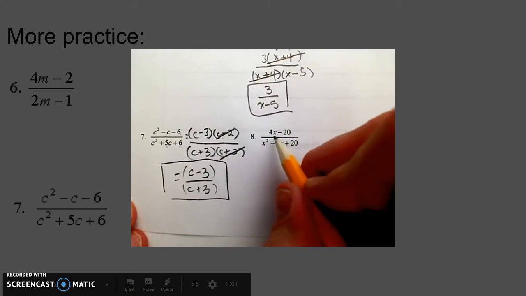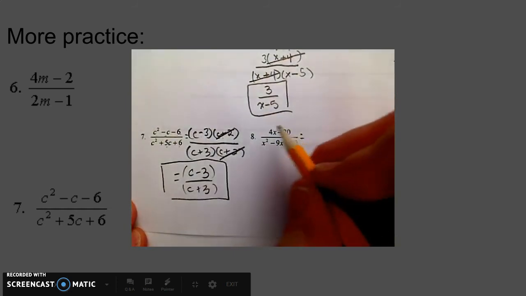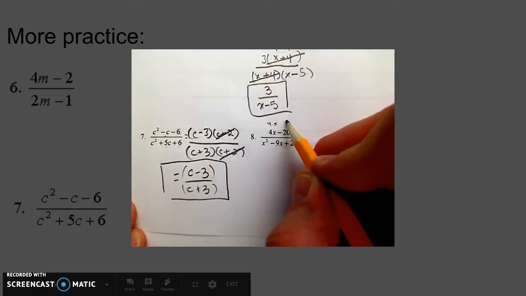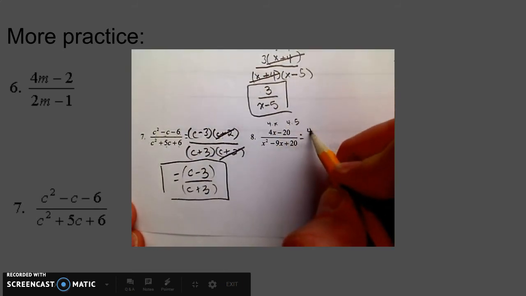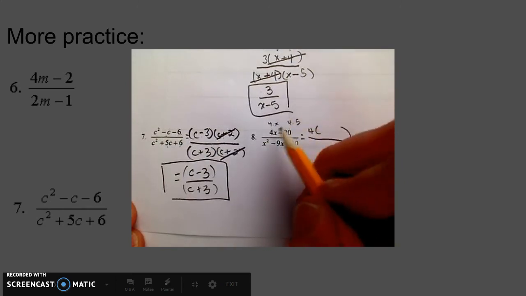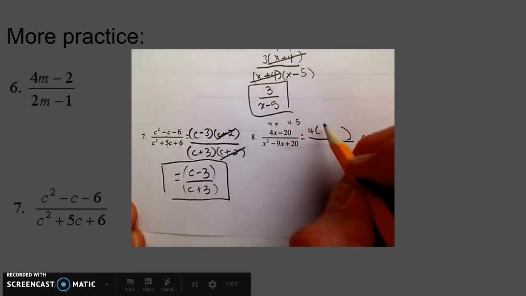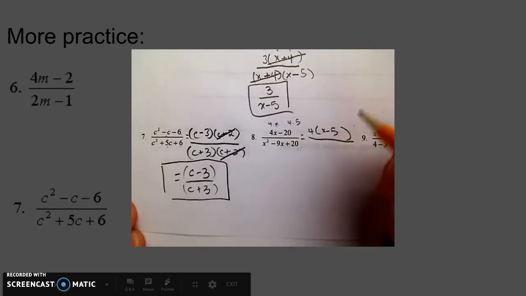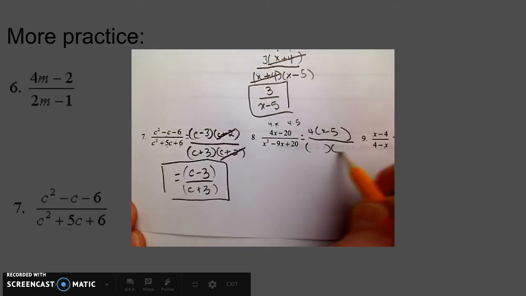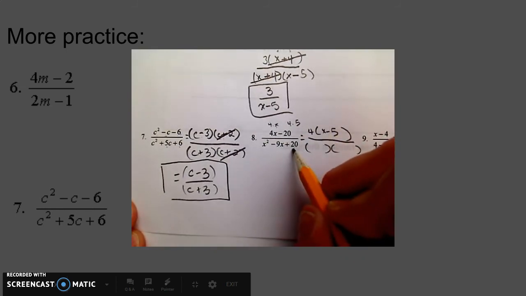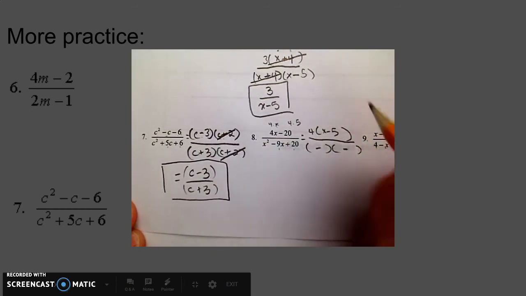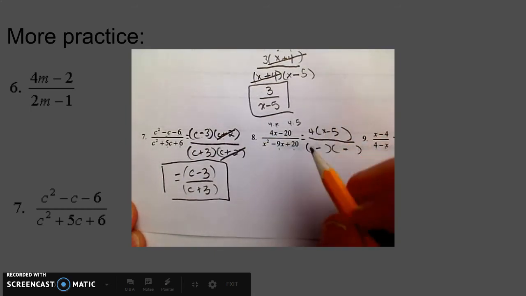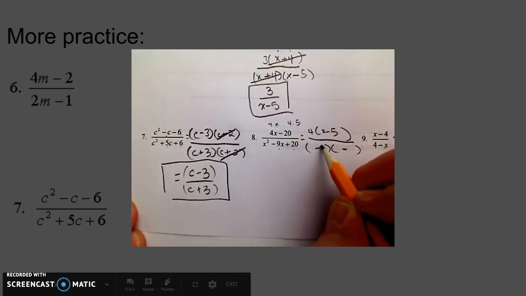One more, similarly, 4x minus 20. That's 4 times x, 4 times 5. I can see I've got a common factor of 4, so let's factor that out. What remains? X minus 5. In the denominator, it's a quadratic. Two factors of 20 that add up to negative 9, so both signs are the same, and they're both negative. 5 and 4.